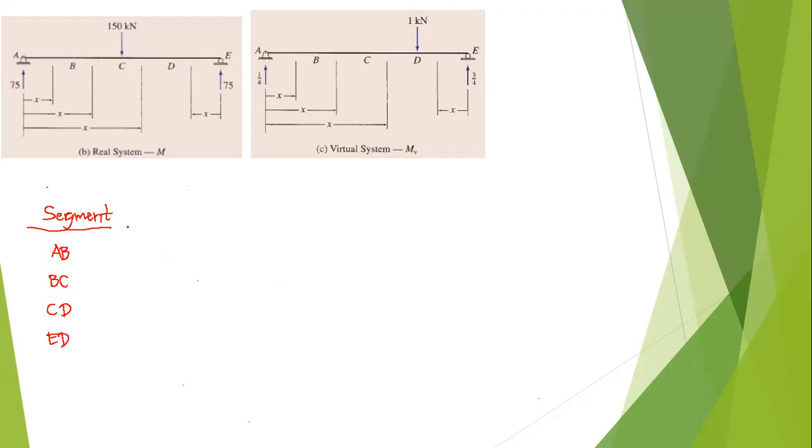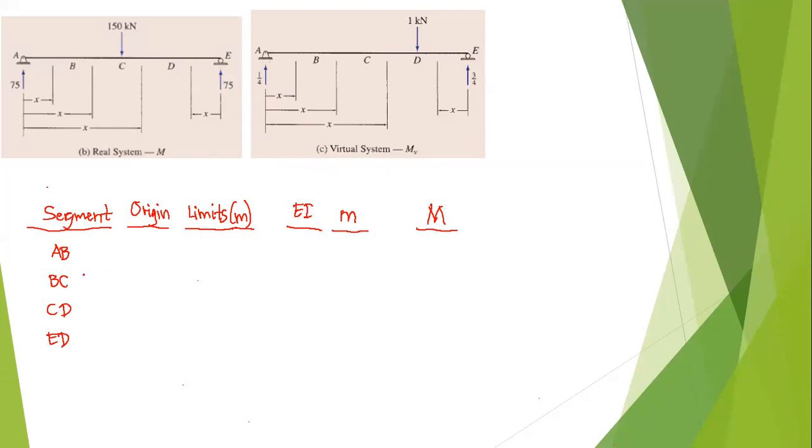Then probably we can set up different origins, and we can have another row for our limits, which is in meters. Then we can have our expression for our EI, then our expression for our virtual moment, and the expression for our real moment.